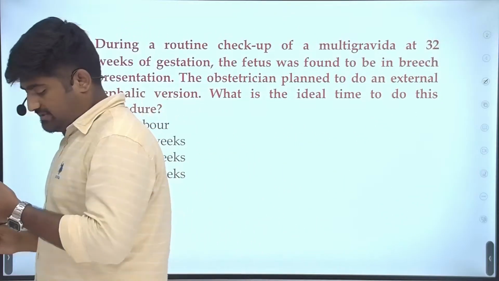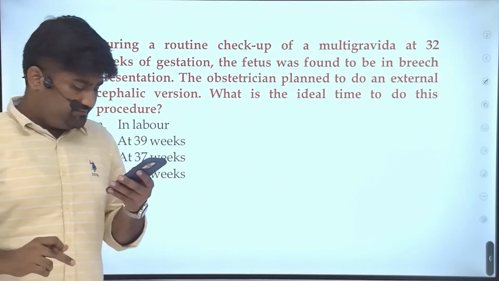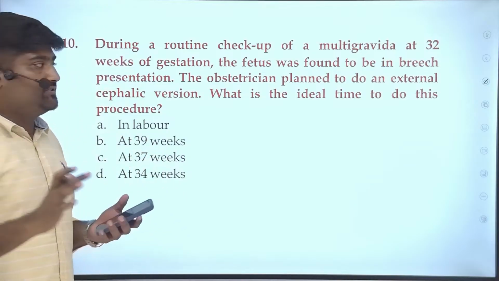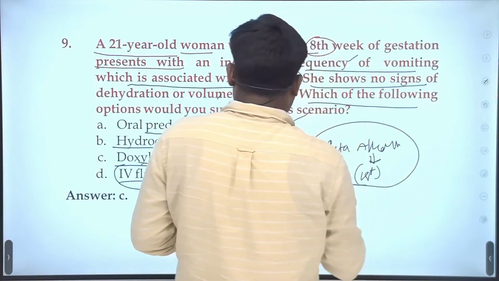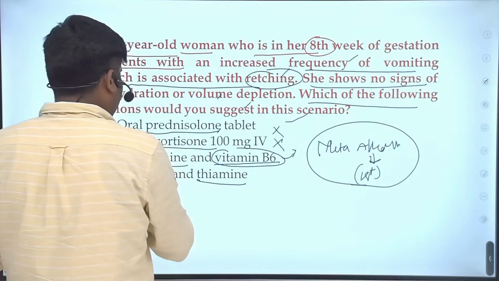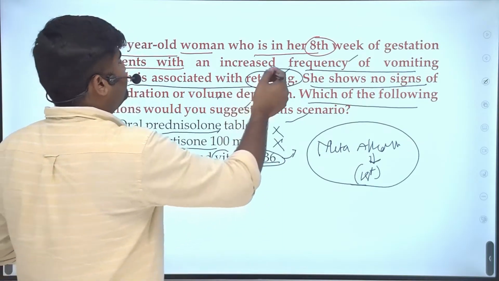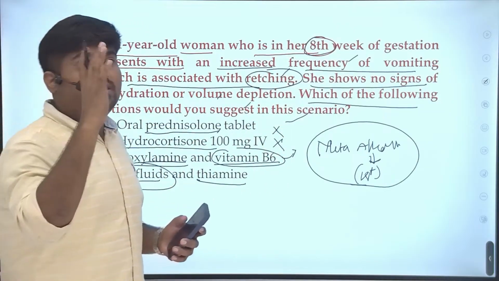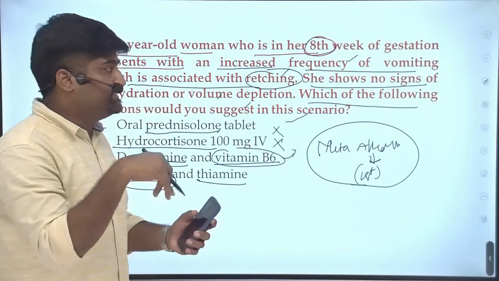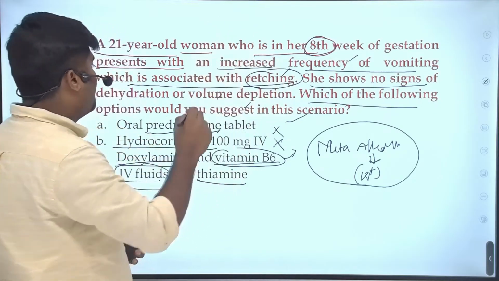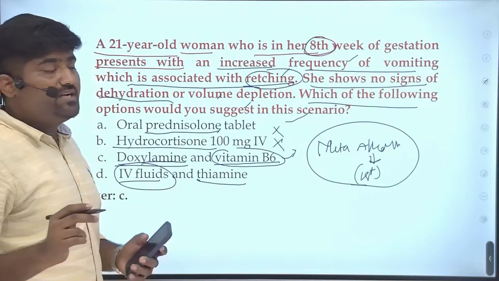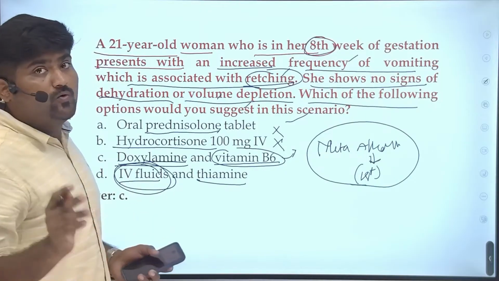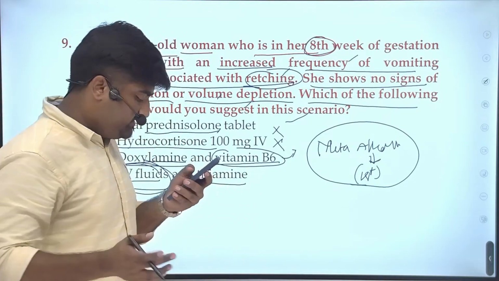Yes, correct. So IV fluids we will not give, that's what I was telling. In this, B6 is very important, because at 8 weeks of gestation this is not hyperemesis gravidarum, it is nausea and vomiting of pregnancy, with associated retching, and no signs of dehydration they have told, and volume depletion is also not there. So then why would we give fluid? Volume overload. Don't give thiamine. No signs of dehydration.